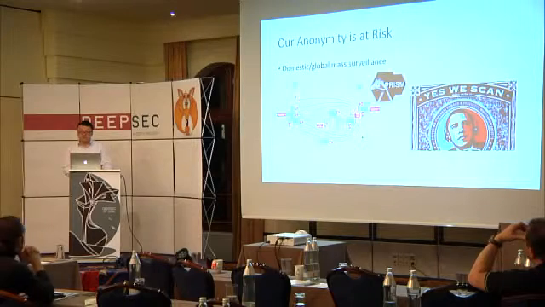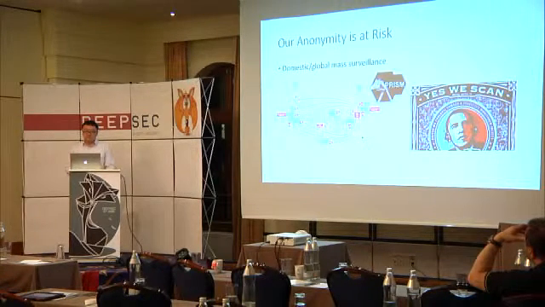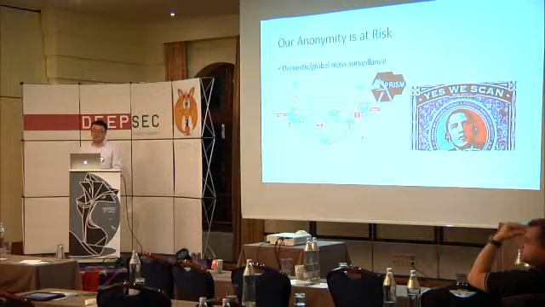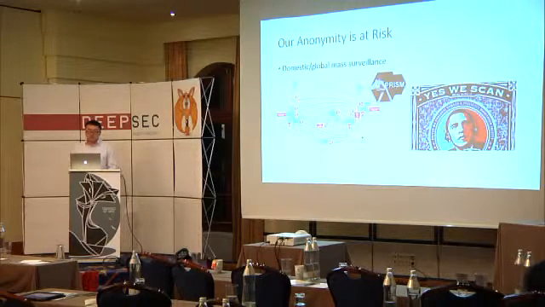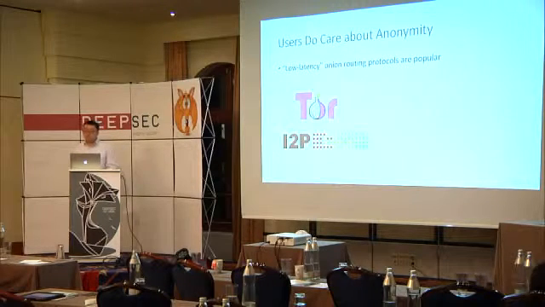To start with, I think you have seen enough evidence about domestic and international mass surveillance. Today, governments are investing a lot of resources in conducting mass surveillance programs. However, a lot of users do care about their anonymity, and as a countermeasure, more and more users begin to adopt anonymity networks such as Tor or I2P.